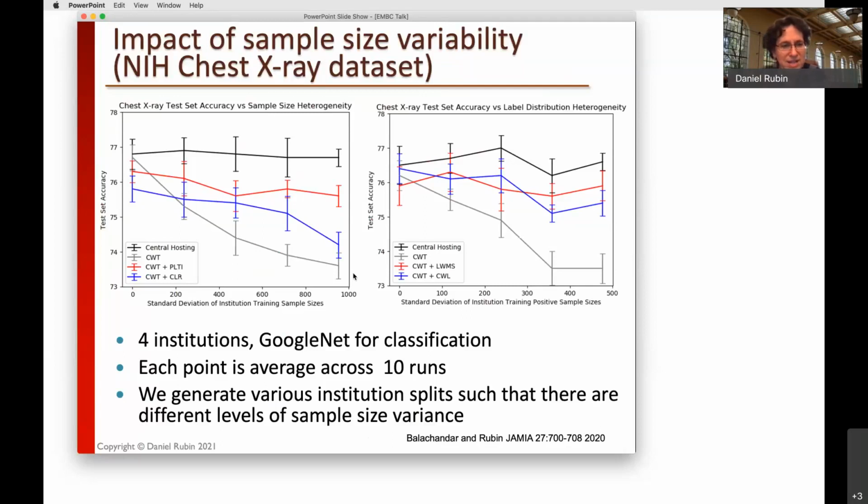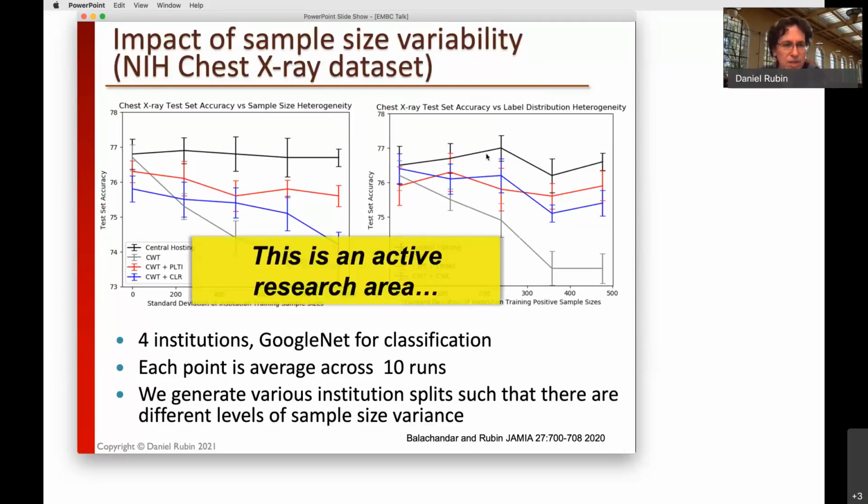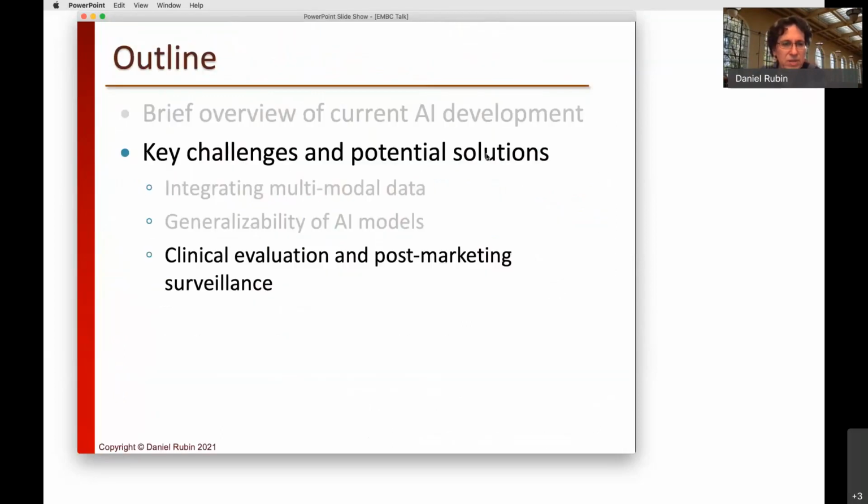So the bottom line is heterogeneity exists in the real world. It degrades the performance of federated learning. Methods need to be developed to optimize and take into account these variabilities. And we've been doing some more recent work, which is in press, that we've actually now gotten to recover all of the loss. But it's still an active research area.